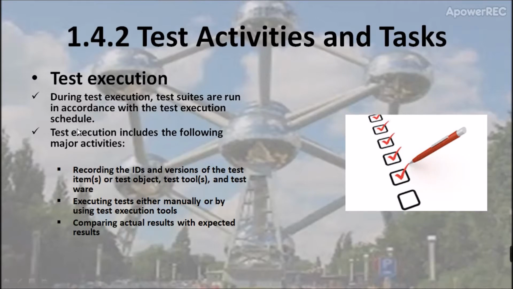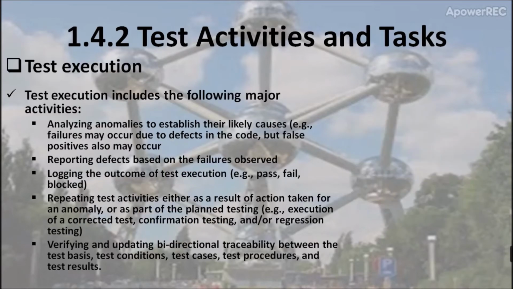So what are the test execution activities? We record the ID and the version of our test item. So if we are testing an Android mobile, we should record the version of the Android. If we are testing a web browser like Google Chrome, we should record the version of it and so on. We execute the testing either manually or by using test execution tools. We compare actual results with our expected results. Anything that is different from the expected result, we report as a defect.